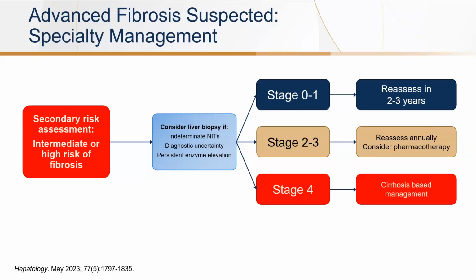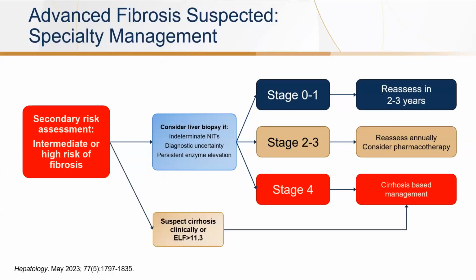So if your non-invasive tests and your biopsy indicate that they're at stage 0 to 1, you can reassess every 2 to 3 years. If they're stage 2 to 3, we can reassess annually. And in the last year, we now have a pharmacotherapy that we can use for these individuals. And if they're stage 4, you want to start cirrhosis-based management. You want to do preventive care, and evaluate to make sure they're not developing liver cancer or liver failure. And if their ELF test is greater than 11.3, or they're showing clinical signs like thrombocytopenia, then you want to go ahead and presume that they have cirrhosis.